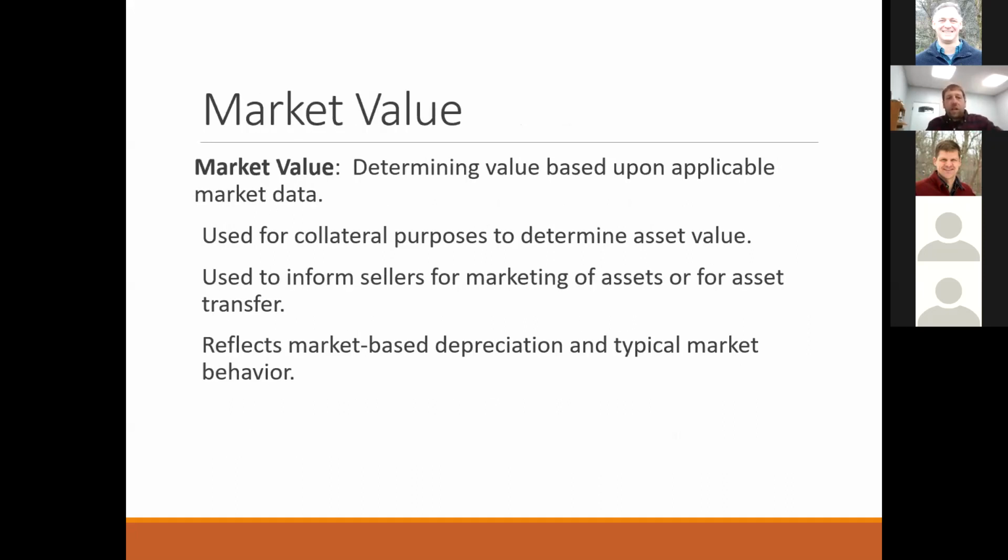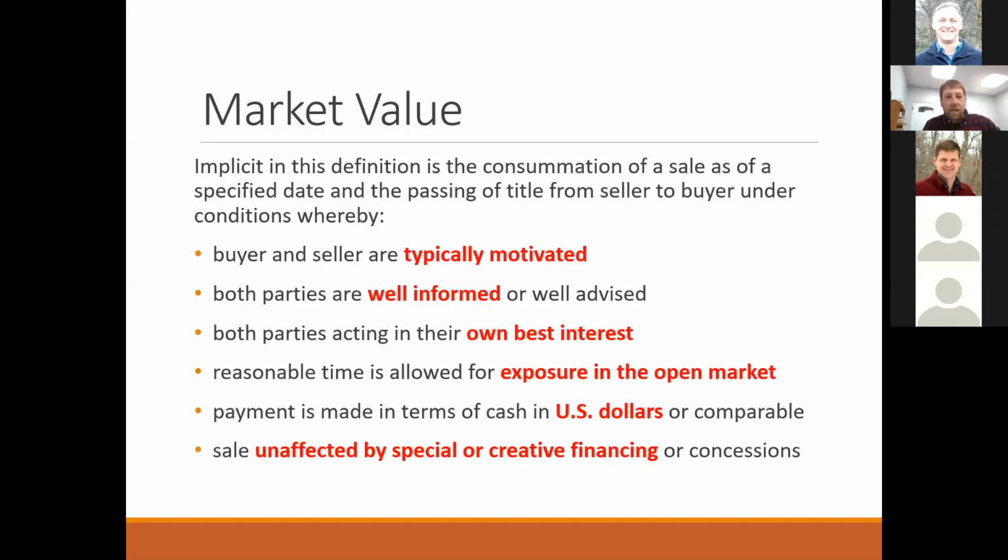So we're going to focus on market value. I want to define it, make sure everyone understands exactly what that is, as opposed to these other types of value we've talked about. And a lot of the presentation is going to focus on market value because what we do is look at market data to determine those values. So a lot of times this is used for collateral purposes to determine asset value. We do it to inform sellers for marketing of assets or for asset transfer within a family or within a business. And it reflects market-based appreciation in typical market behavior. I think that's key.